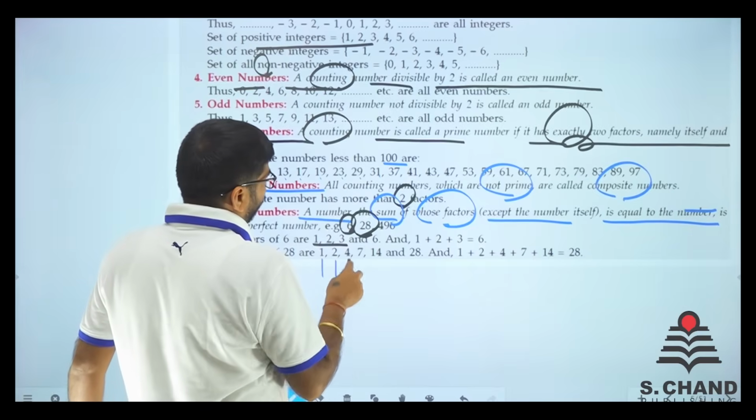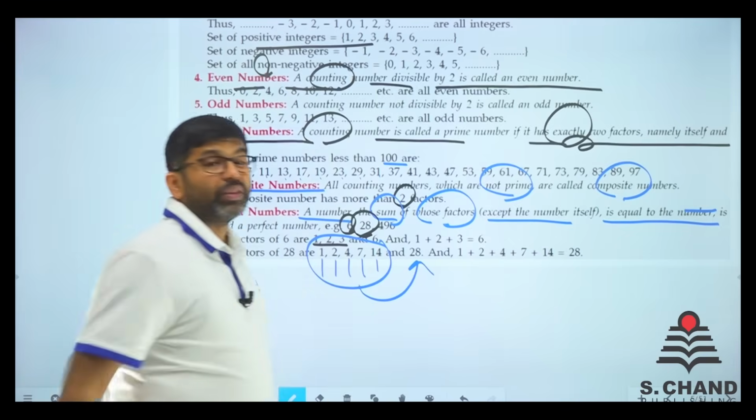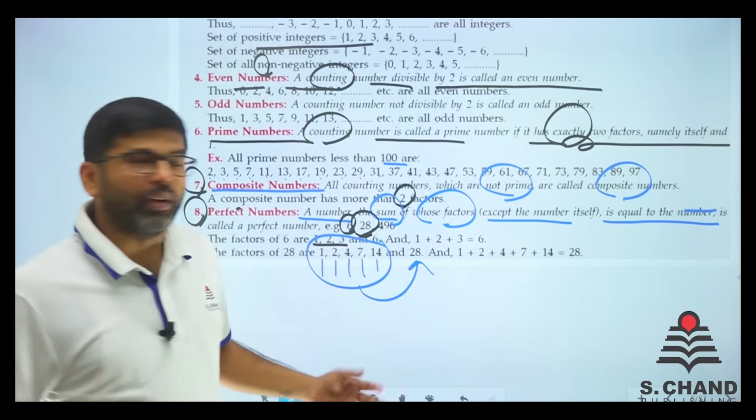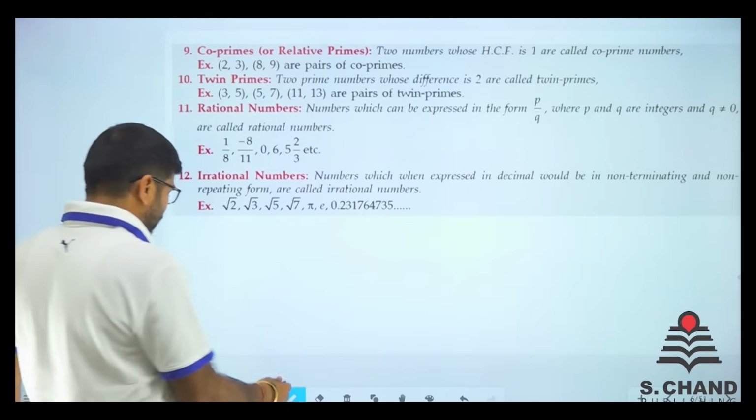The factors are 1, 2, 4, 7 and 14. When you add all of them, it will be 28. So these are known as perfect numbers. That's perfect. Let's move on to the next part. Let's see what it says.